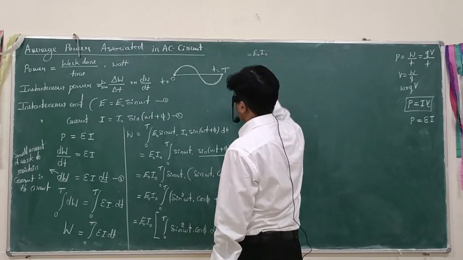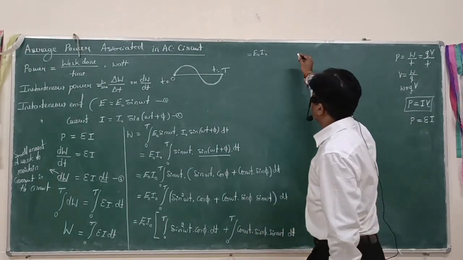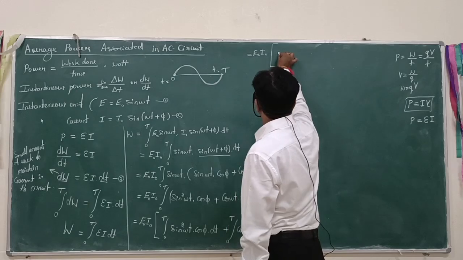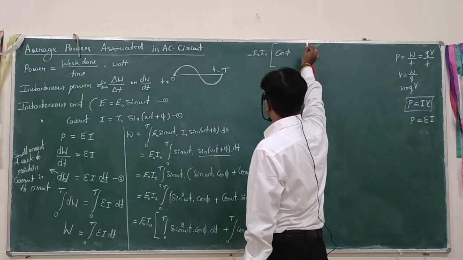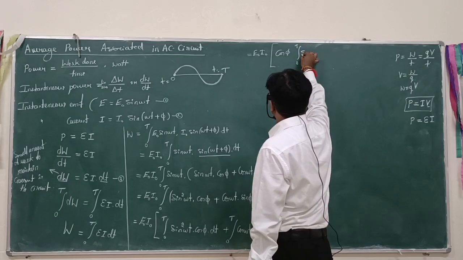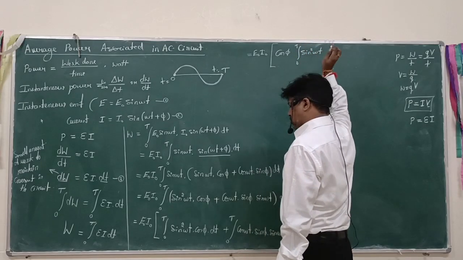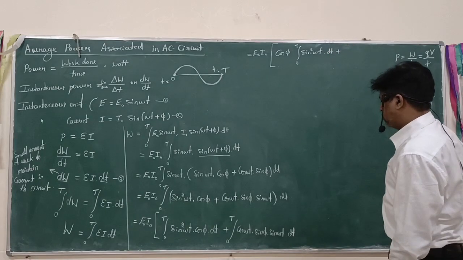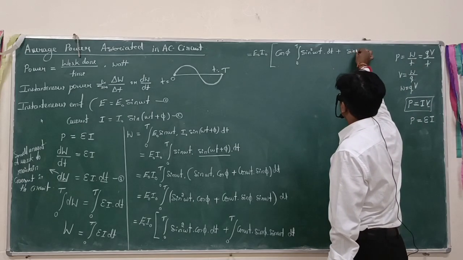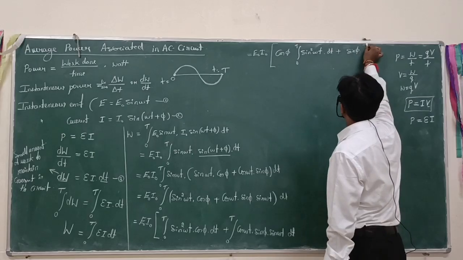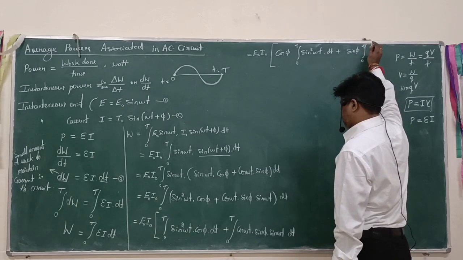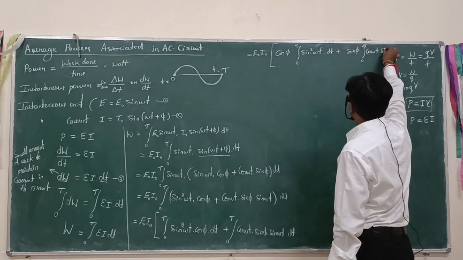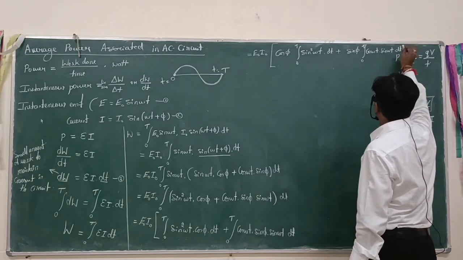E naught I naught. Now the phase angle, take it outside: cos phi integration 0 to T sin square omega t into dt, plus here sin phi, the phase, take it outside, integration 0 to T cos omega t sin omega t into dt.